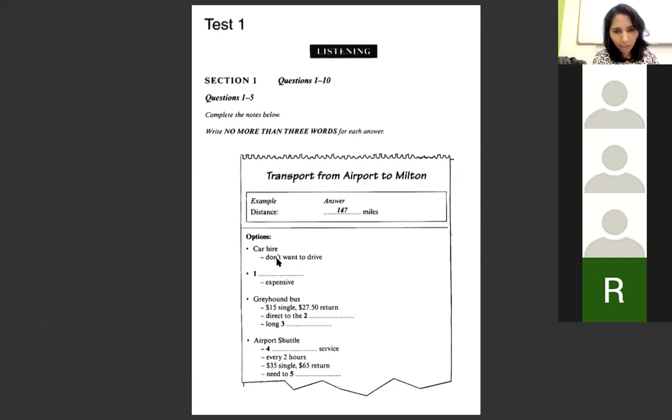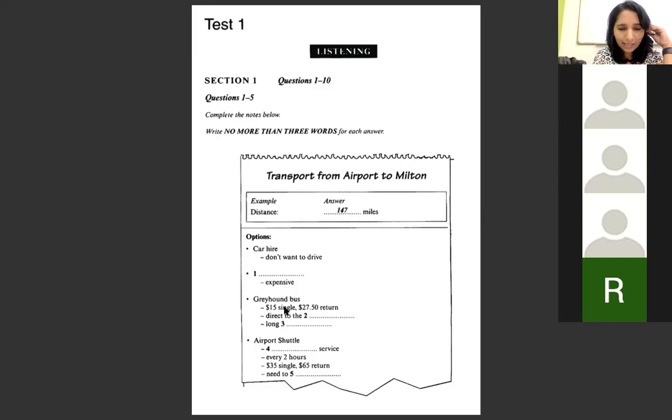So this could be train or plane or some mode of travel that is expensive. Then the third one is Greyhound bus. So the price is so much. It is direct to some kind of a destination that we are looking at. Long journey, long service, something like that. And then fourth one, airport, is some kind of a service.